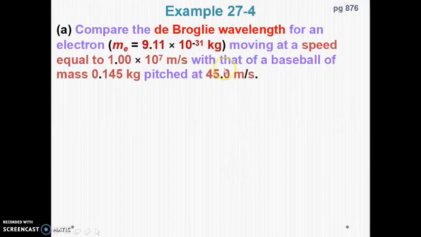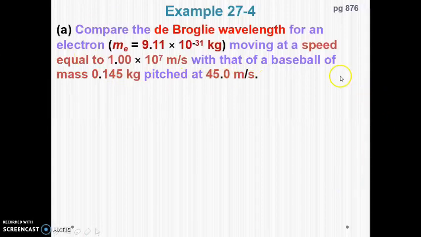Okay, now we go into example 27.4. The question here: compare the de Broglie wavelength for an electron, with mass m_e equal to 9.11 times 10 to the power of negative 31 kg, moving at a speed equal to 1 times 10 to the power of 7 meters per second, with that of a baseball of mass 0.145 kg pitched at 45 meters per second.